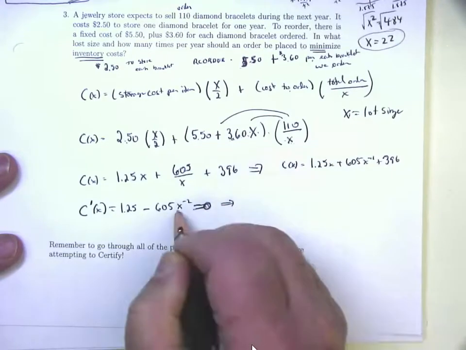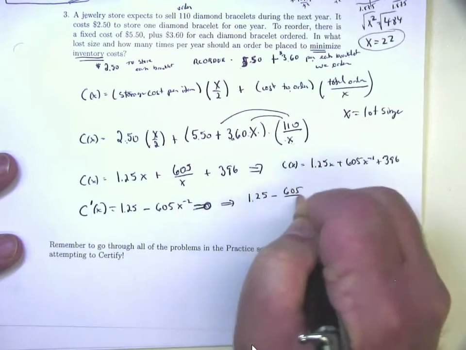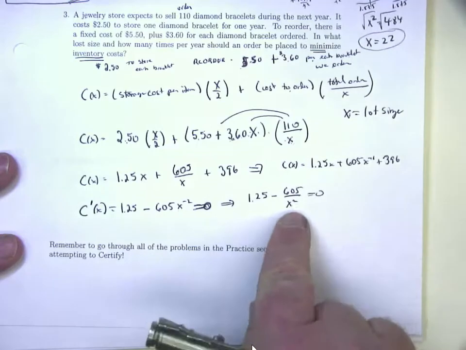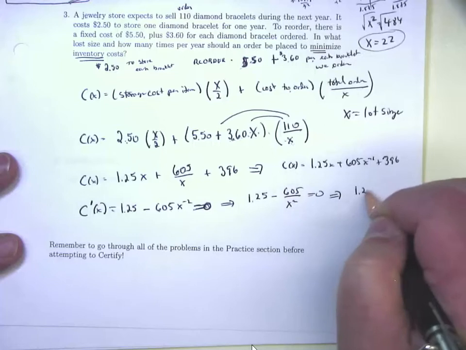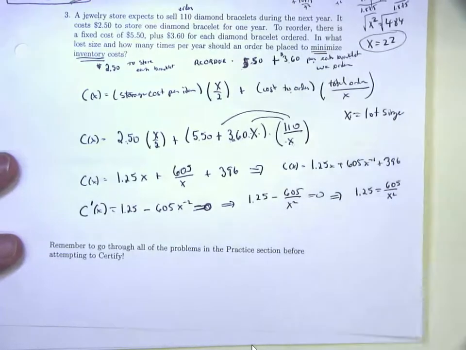But I'm going to clean it up. This is 1.25 minus 605 divided by x squared, negative x goes back on the bottom, equals 0. I'm going to move this term to the other side. This gives me 1.25 is equal to 605 divided by x squared.